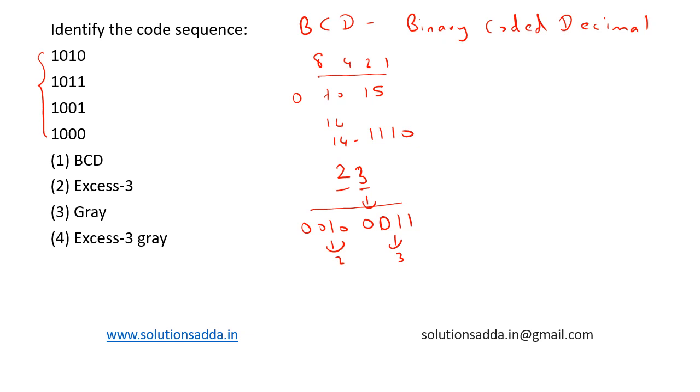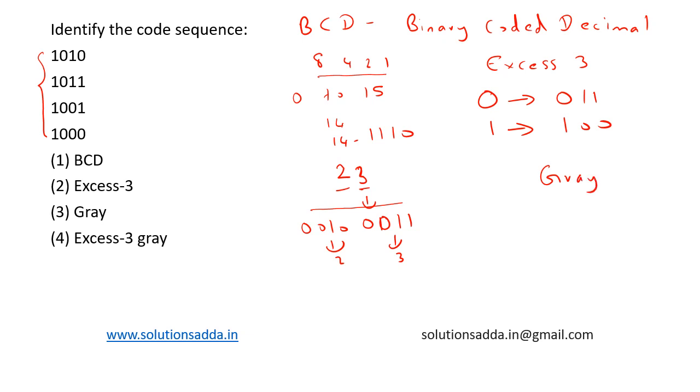Next one is XS3. In XS3, the code is derived by adding 3 to each decimal digit and then representing the result in binary. So for the initial decimal number, we add 3 and then represent it in binary. So 0 is represented as 0 plus 3, which is 3. 3 can be represented as 0011. 1 plus 3 is 4, so it will be 0100. Similarly, in this fashion, XS3 will be represented. Ideally, we are adding 3 to the decimal number and then representing it in binary. This is XS3.